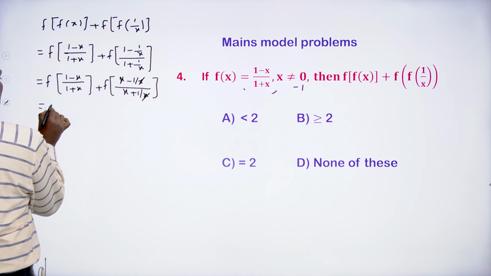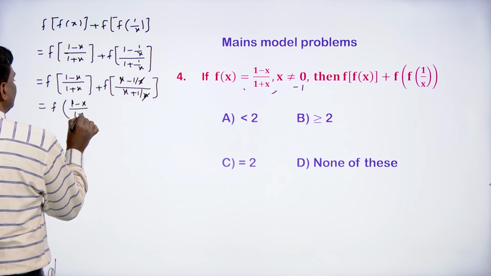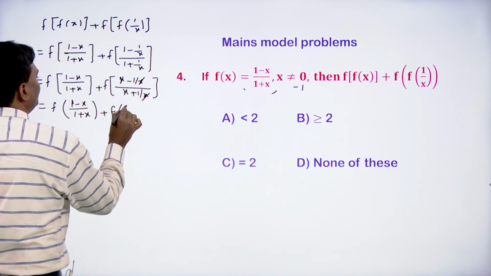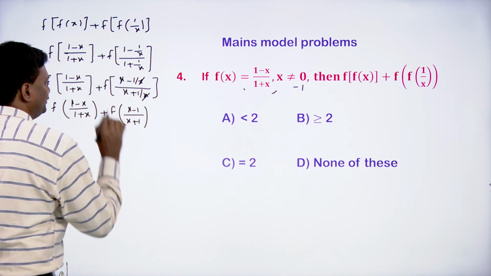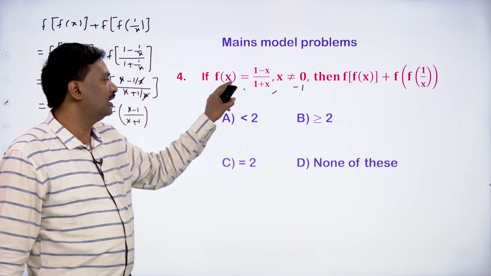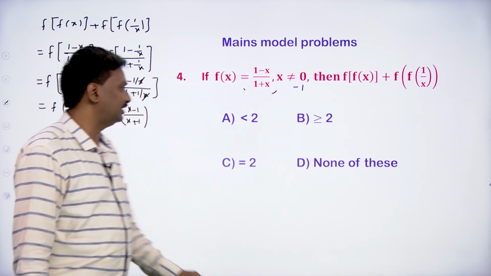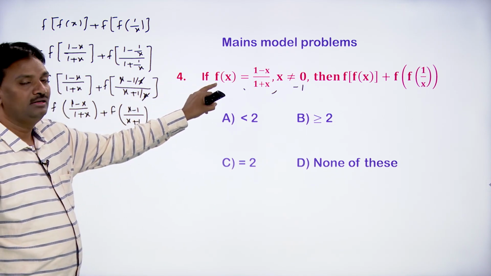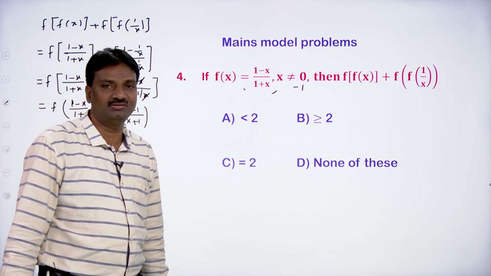So that equals f of 1 minus x by 1 plus x plus f of x minus 1 by x plus 1. Again, by using this function, according to the problem, f of x is given as 1 minus x by 1 plus x. If we compare f of 1 minus x by 1 plus x with f of x, in place of x we have 1 minus x by 1 plus x.